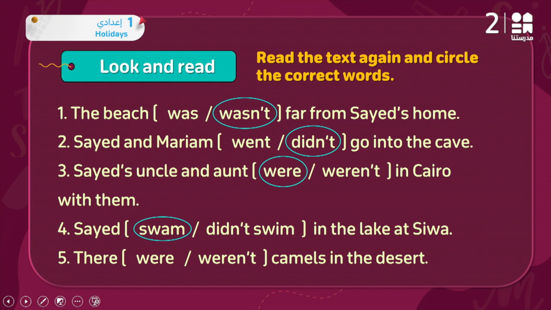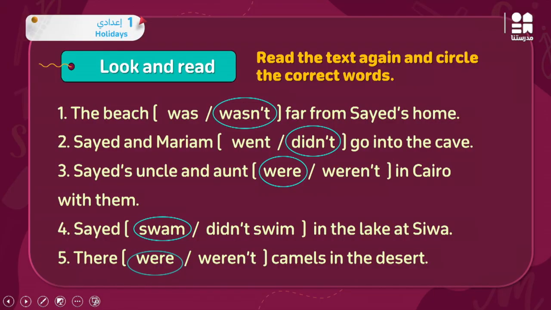The last one. There were or weren't camels in the desert. Said said that he saw camels in Siwa. Okay? So of course there were camels in the desert. كان في فعلا جمال موجودين في الديزرت.